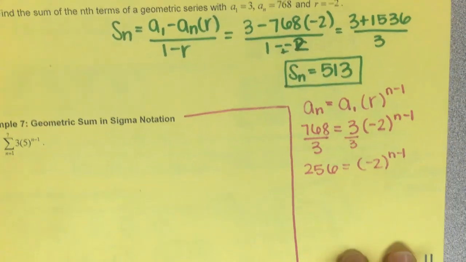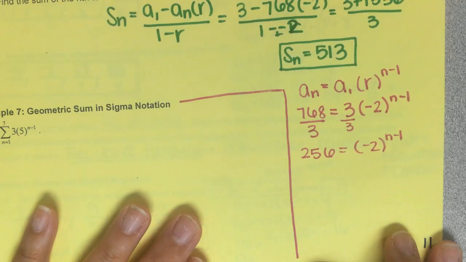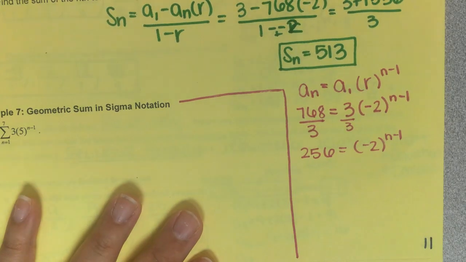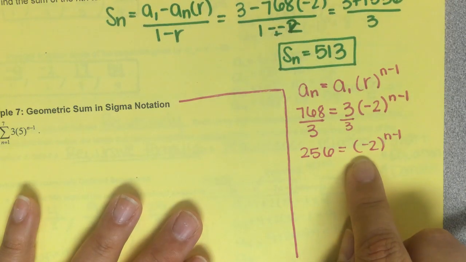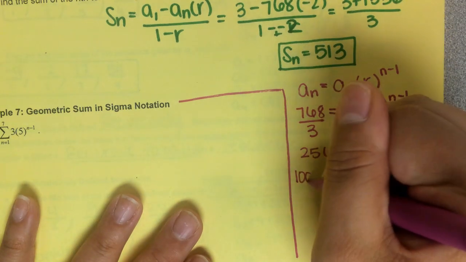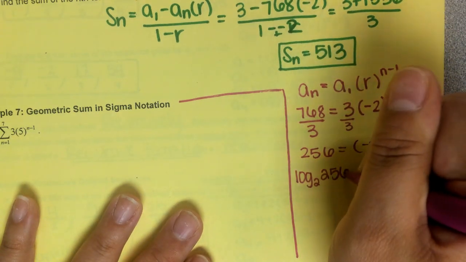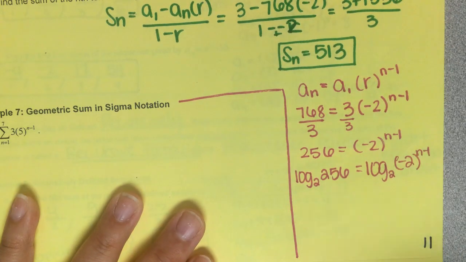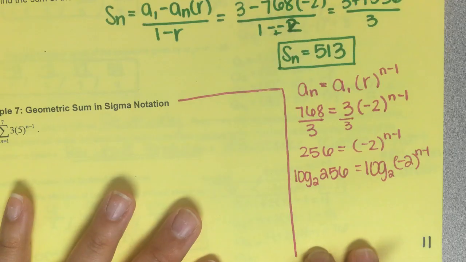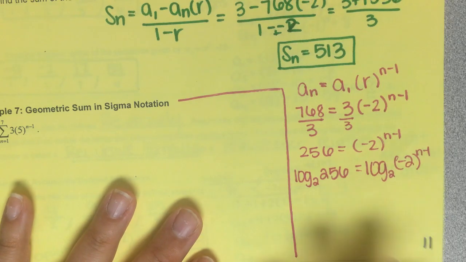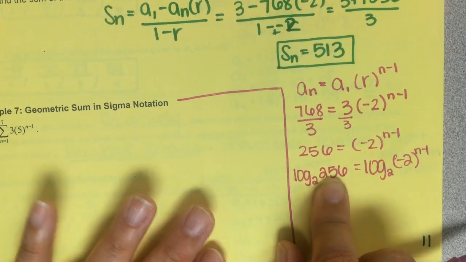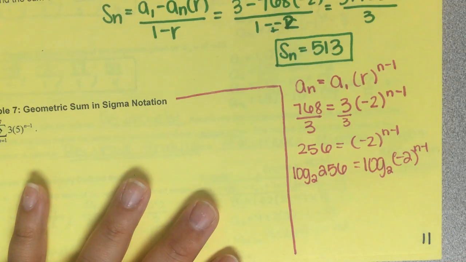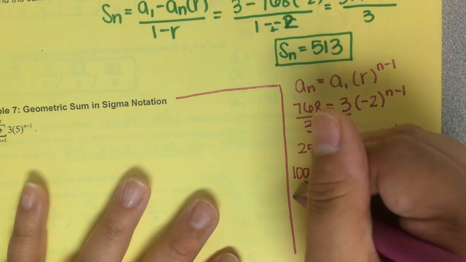What am I going to do next? Close. So a lot of people have said natural log. Actually, every class period has said natural log. Natural log would work, but don't I want to get rid of it? So instead of natural log, I'm going to log base 2 this on both sides. Does that make sense? Does anybody know what 256 is if it has a base of 2? It is 2 to the 8th.